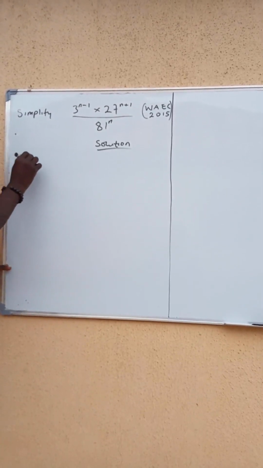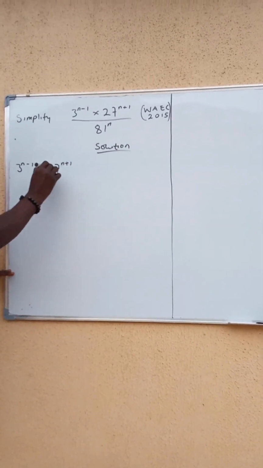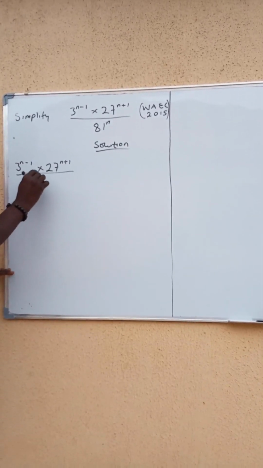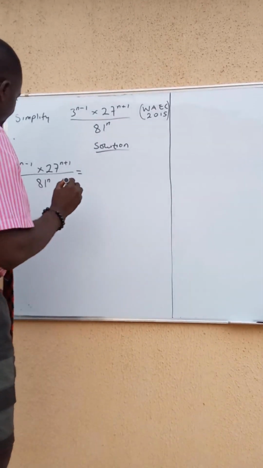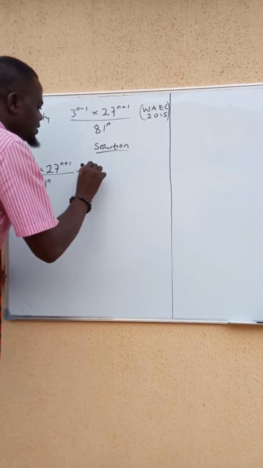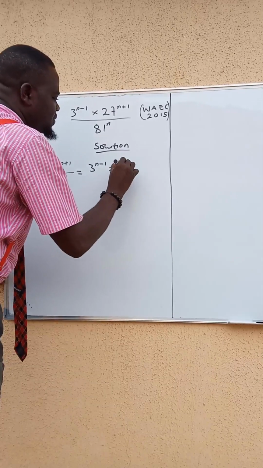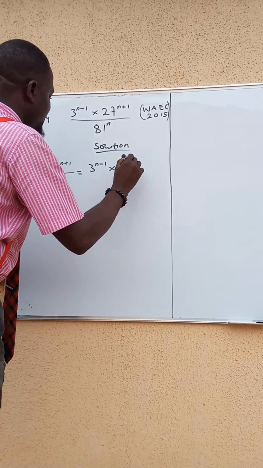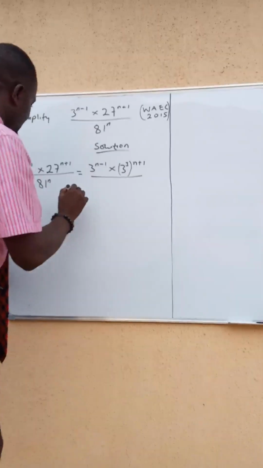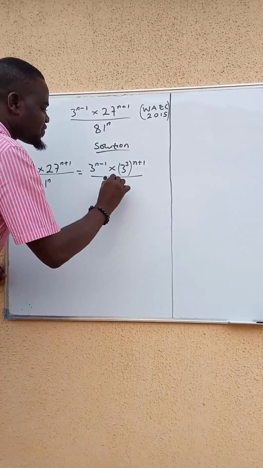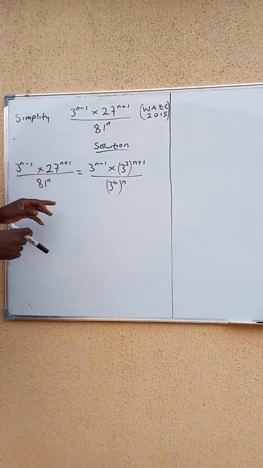3 raised to the power of n minus 1 times 27 raised to the power of n plus 1 over 81n. Now it's equal to 3 raised to the power of n minus 1 multiplied by 3 raised to the power of 3. 3 raised to the power of 3 is 27. That is 3 times 3 times 3. Over 3 raised to the power of 4n. 3 raised to the power of 4 is 81.